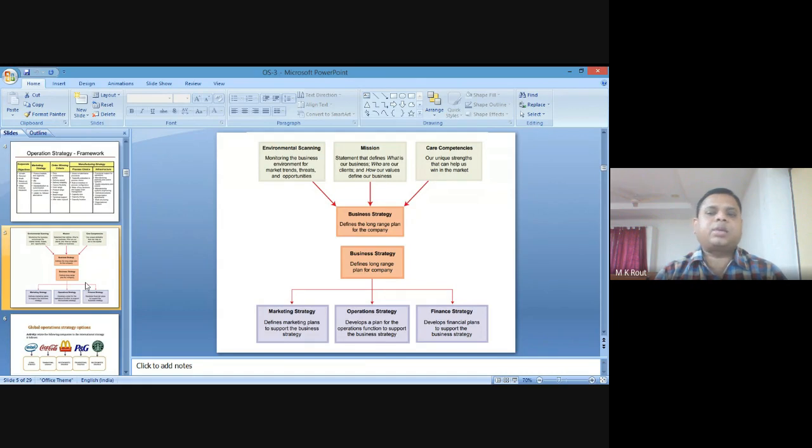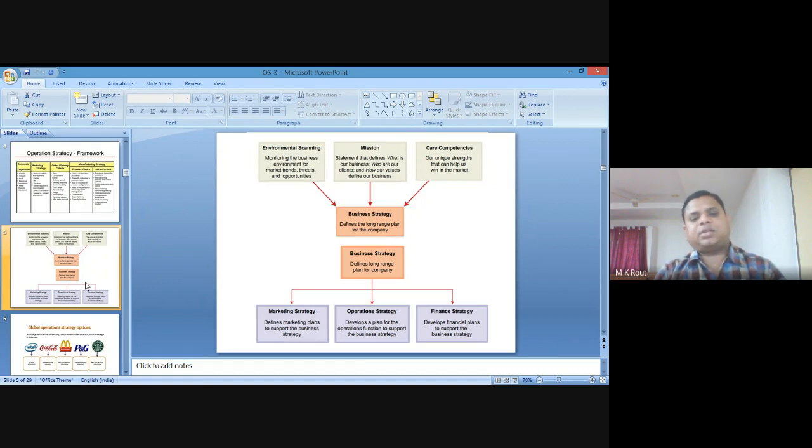The next is core competency. That is the third component of your business strategy. Core competency is our unique strength that can help us win the market. Basically, in core competency, most companies focus on quality. From the quality point of view, it should be easily acceptable to different ranges of customers. So whenever you combine the environmental scanning, the mission of the company and their core competency in the market, that should make a particular business strategy.